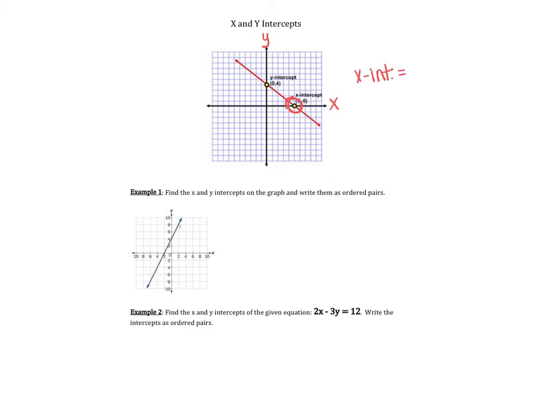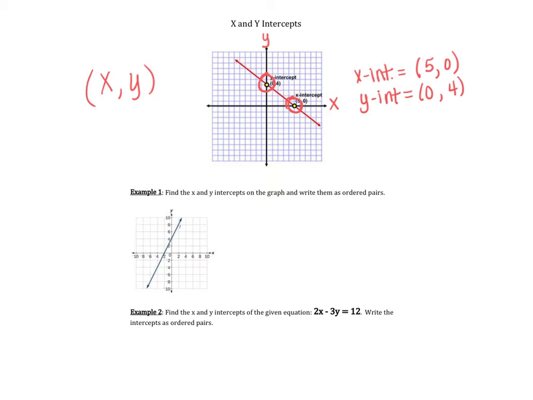In this case, it's crossing the x-axis at 5. If we write that as an ordered pair, the x value is 5, the y value is 0. The y-intercept is where your line crosses the y-axis, and it's right here, which is at 4. And if we write that as an ordered pair, the y value is 4 and the x value is 0. Remember, in an ordered pair, we always want to write our ordered pairs as x, comma, y. The x value comes first, the y value comes last.